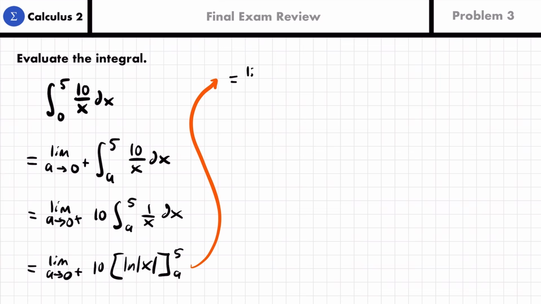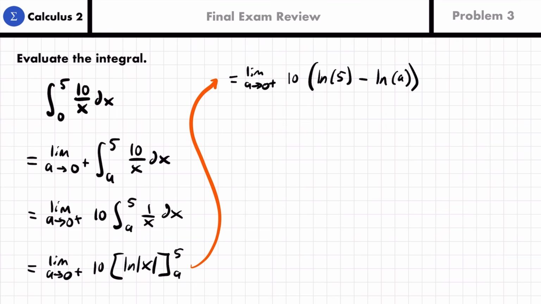We have the limit as a approaches 0 from the right of 10 times the natural log of 5. You don't need absolute value bars for that because 5 is a positive value. So you have the natural log of 5 minus the natural log of the absolute value of a. And really, we don't need the absolute value bars around a either, because for the limit, we are looking at a as it approaches 0 from the right, which are all the positive values leading up to 0. So we can rewrite that as well and have the natural log of a. No absolute value bars required.